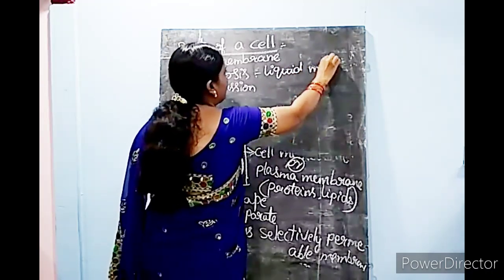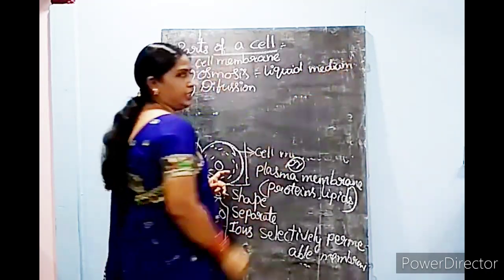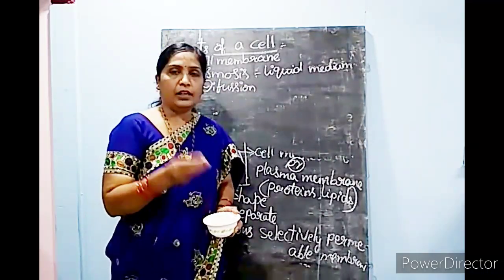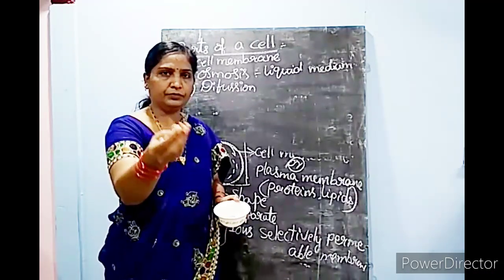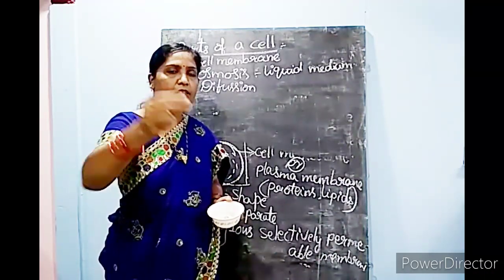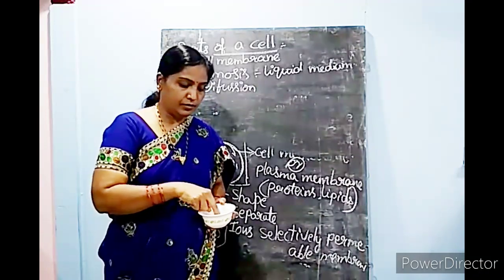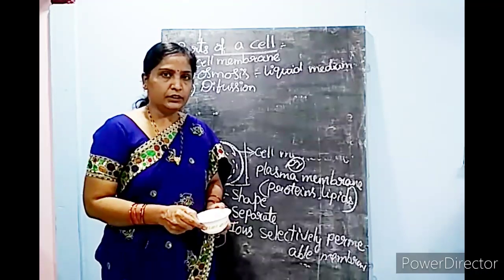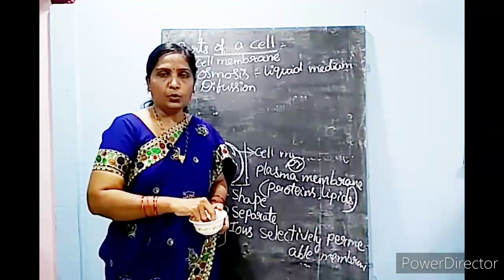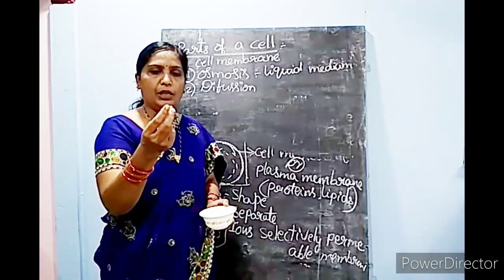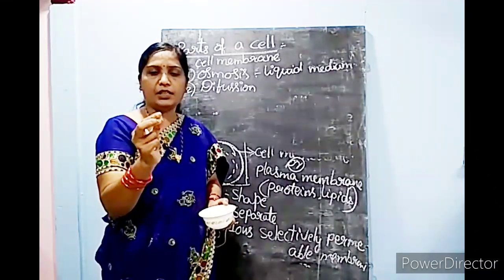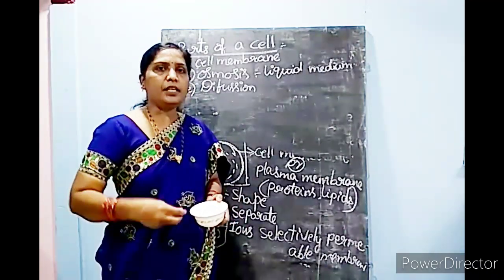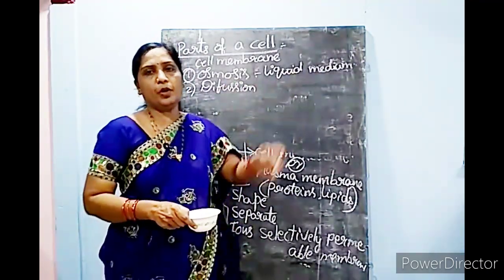To understand this, you can do one more small activity. Take some chana or kismis and put it in water. Pour some water on the chana, soak it overnight, and next day morning, when you observe the chana, you will be able to see the chana seeds are turgid or bulging out. This is because of the osmosis process.